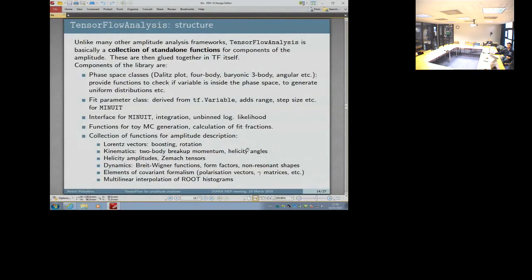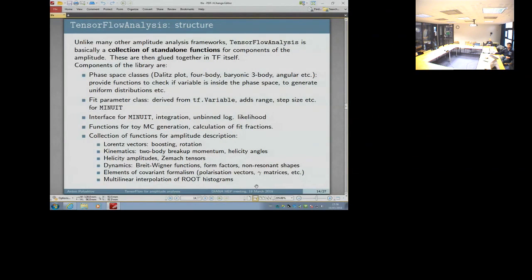And there's a large collection of functions for amplitude description, like Lorentz algebra, kinematics, helicity amplitudes, Zemach tensors, dynamics, which is various line shapes like Breit-Wigner, Flatté, whatever have you. There are elements of covariant formalism as well, like polarization tensors, gamma matrices, and so on.